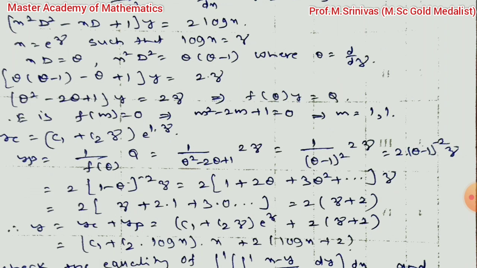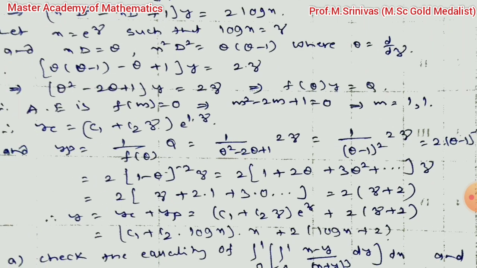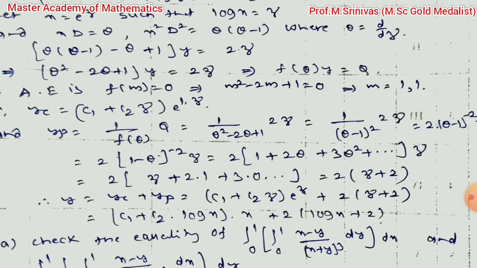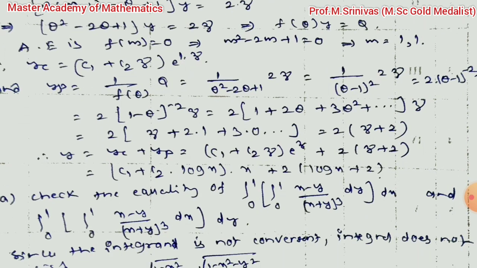Directly you make the simplification, so that the denominator you take to the numerator, and finally you convert into 1 plus something expression. So here it is (1 minus theta) whole power minus 2, and the formula for that is 1 plus 2 theta plus 3 theta square and so on. On simplification, theta stands for d by dz. The final answer is 2 of (z plus 2). So find your y, yc plus yp, and again z is converted into the x variable by applying x equal to e power z.